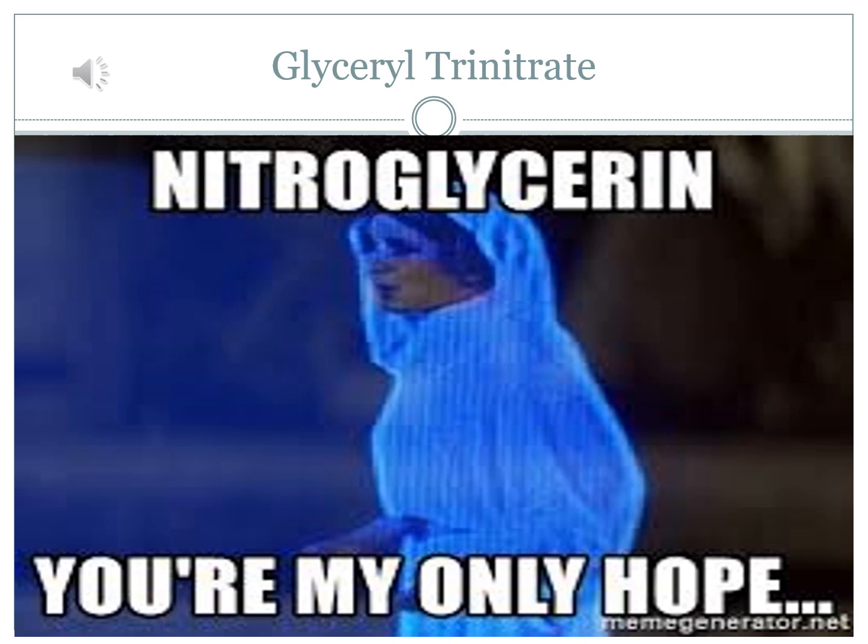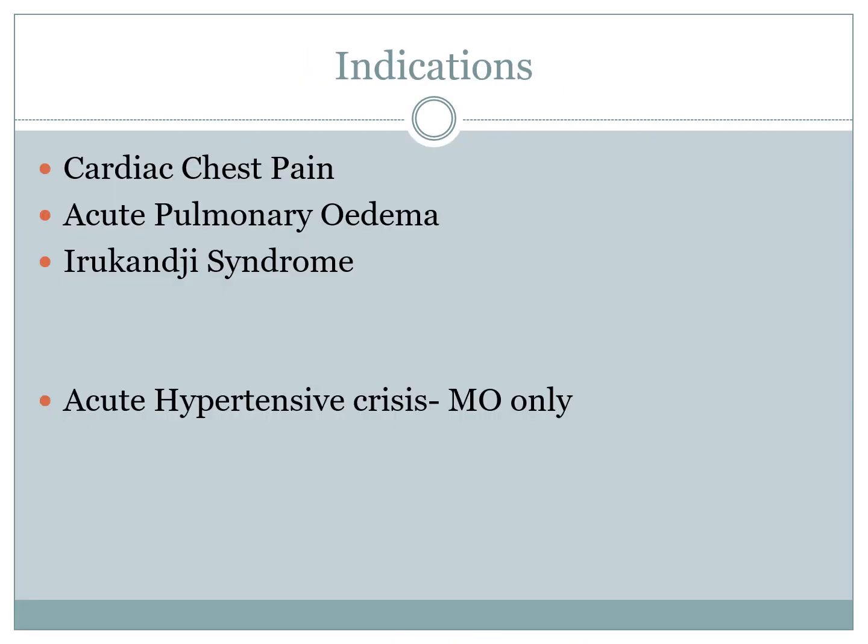Today we're going to continue with our specific pharmacology and we're going to look at glyceryl trinitrate, or as the Americans like to call it, nitroglycerin. Indications are you can definitely use it for cardiac related chest pain and it's perfectly designed for angina pectoris. We can also use it for similar reasons to improve oxygenation and reduce preload for acute pulmonary edema.